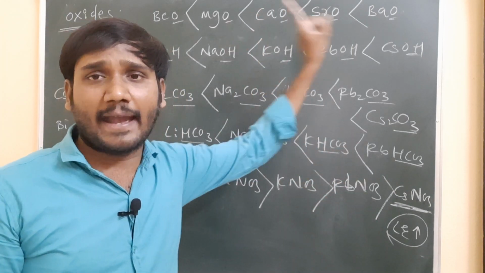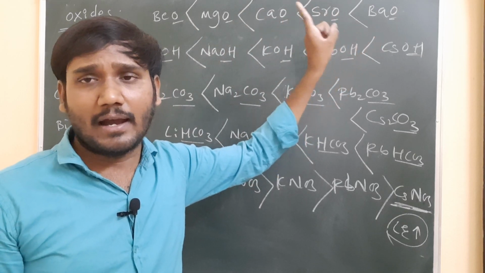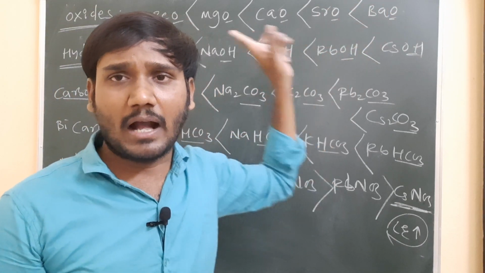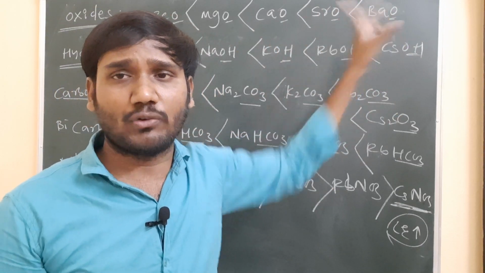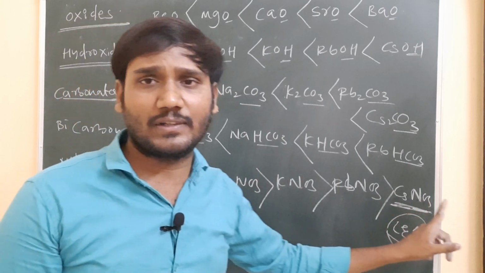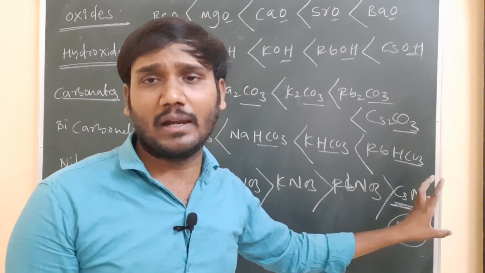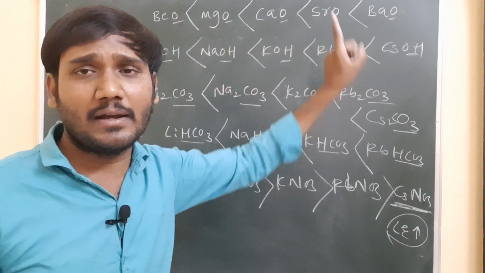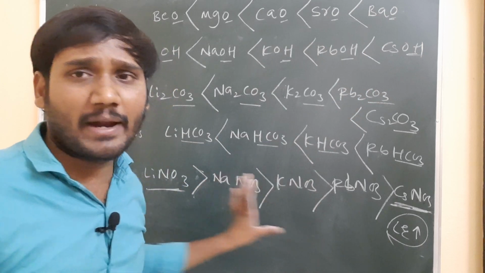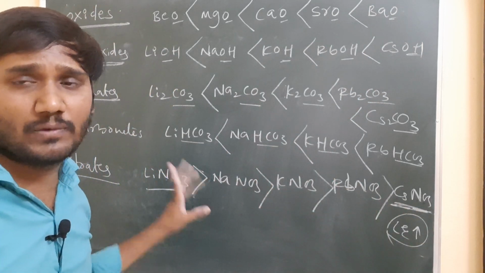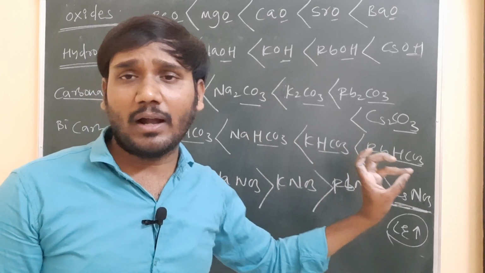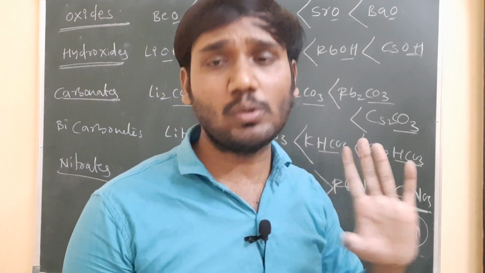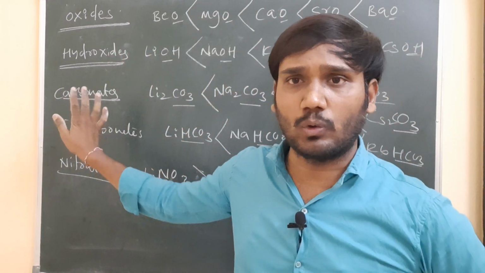Once again, common ion if it is small, solubility is directly proportional to size. Common ion if it is large, solubility is inversely proportional to size. At the same time, when d-block and p-block elements are present, lattice energy is directly proportional to solubility. So these three factors you have to remember.